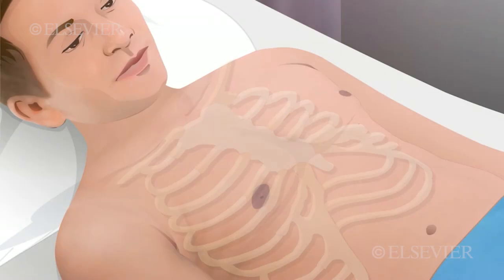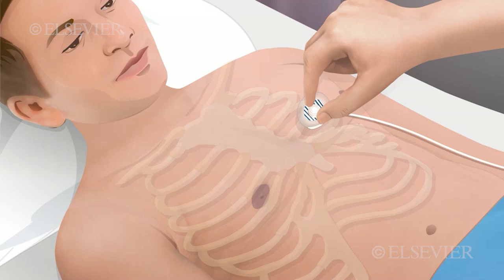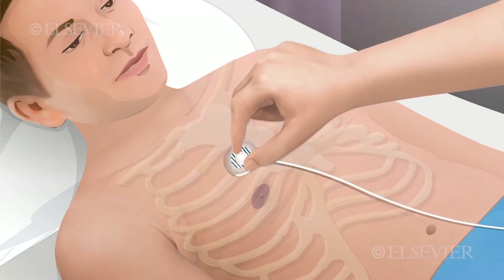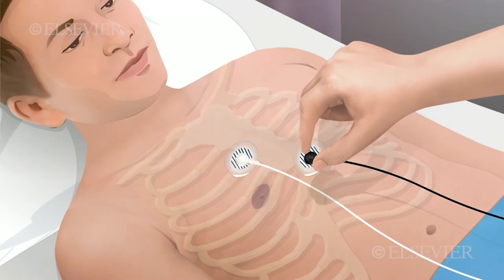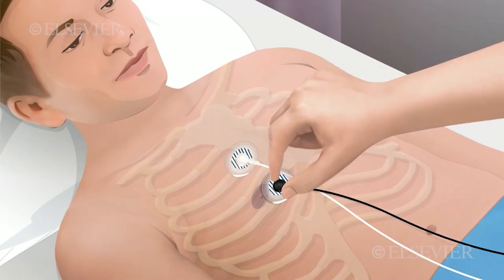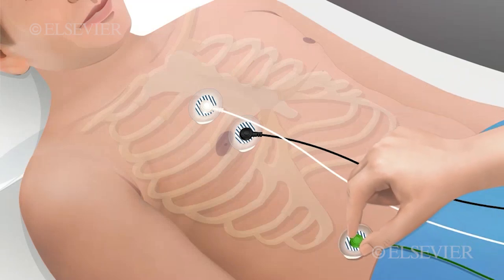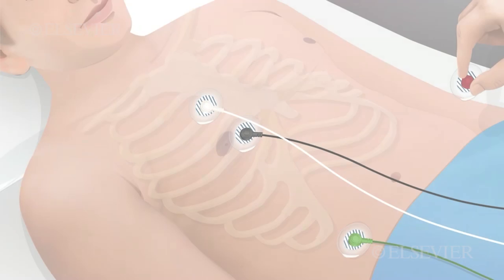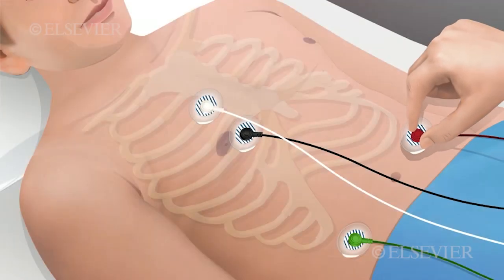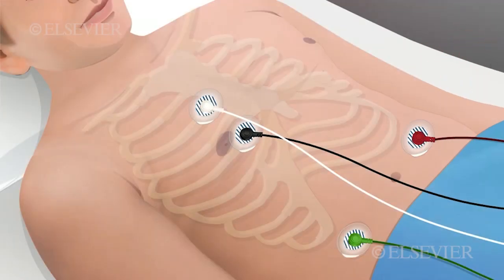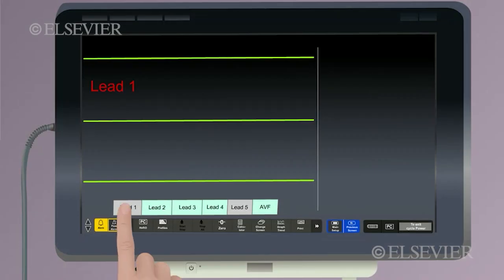Lewis lead system. Place electrodes as follows. Apply the RA electrode at the 2nd ICS right sternal border. Apply the LA electrode at the 4th ICS right sternal border. Apply the RL electrode at the level of the lowest rib on the right abdominal region or on the hip. Apply the LL electrode at the level of the lowest rib on the left abdominal region or on the hip. Set the lead selector to lead 1.